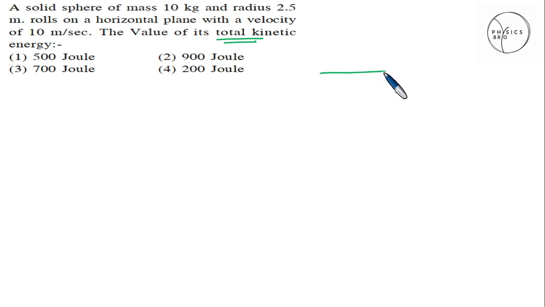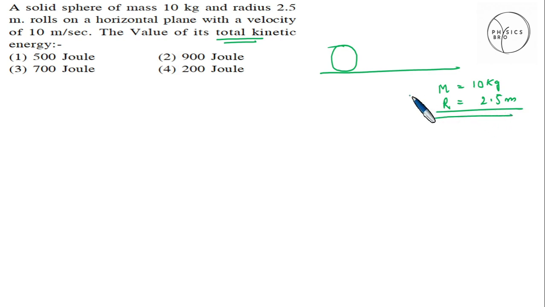So let's draw the picture first. So there is a solid sphere. This sphere has some properties given: the mass of the body m equals 10 kilogram and the radius is given, that is r equals 2.5 meter. We will go through a theory and also a trick to solve this type of problem. When you are asked what the total kinetic energy is, there will be a trick. Let's have the theory first and then the trick.